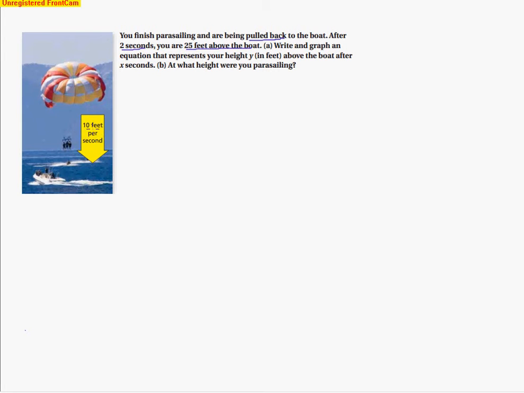So right here, notice that you're being pulled back, so that tells me that I'm going to end up having a negative rate, or negative slope. And so my slope is right here. This represents the rate of change, and the rate of change is my slope. And so I'm going to use m as negative 10. So I've got an equation that looks like this.